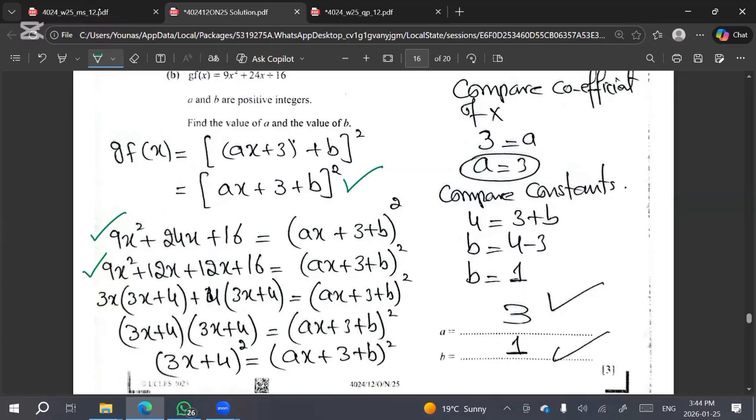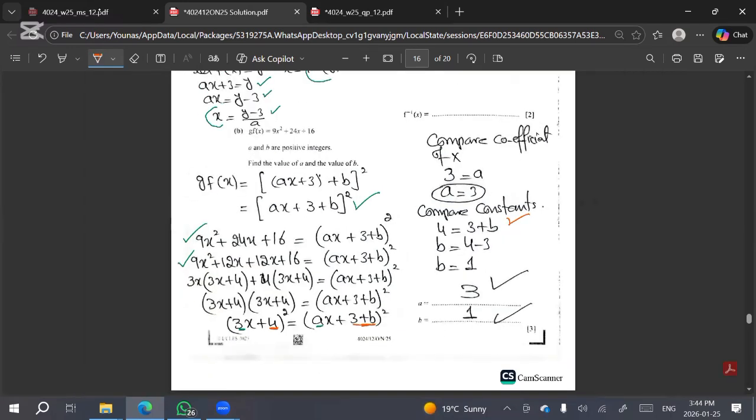Since both sides have a whole square, you can compare the coefficients of the terms which have x. So a will be equal to 3. In the same way, you can compare the constants. The constant here is 4, and the constant here is 3 plus b. So compare the constants: 4 equals 3 plus b. So b will be equal to 4 minus 3, so b is equal to 1. And so we got the values of a and b.